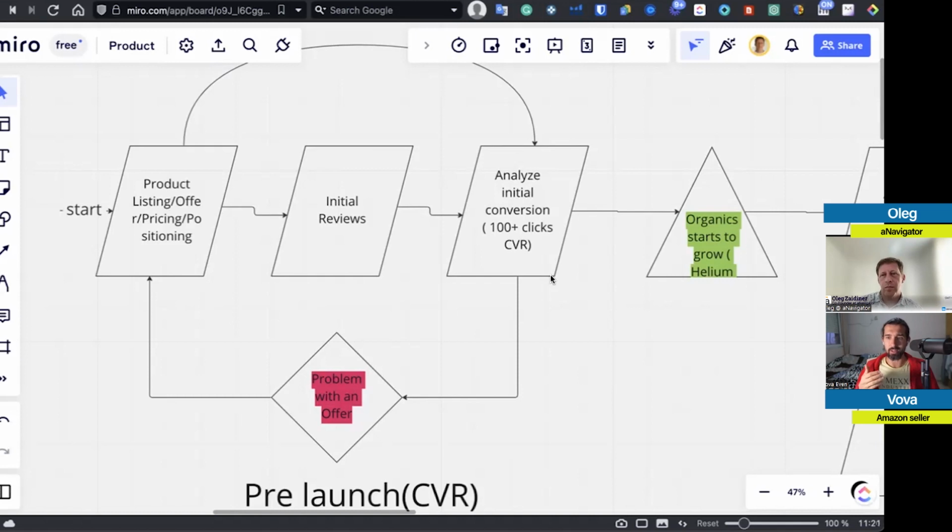And if we're not getting any conversions at all, we can go back. There's a problem with the offer. We check our positioning, product pricing. Maybe we lower the price. Maybe we change pictures, depends. Maybe get a few initial reviews. And then once we start getting some PPC sales, hopefully, and some organic sales, we can check that through Helium 10, let's say, like a keyword tracker, and maybe other keyword trackers you're using. And then we can go to the next stage.